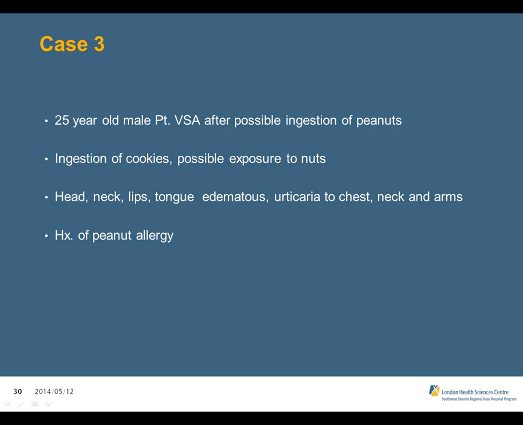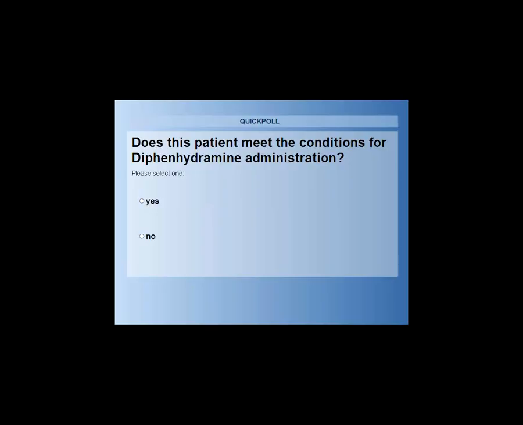We have a poll question. Lots of poll questions here. The question is, does this patient also need diphenhydramine?